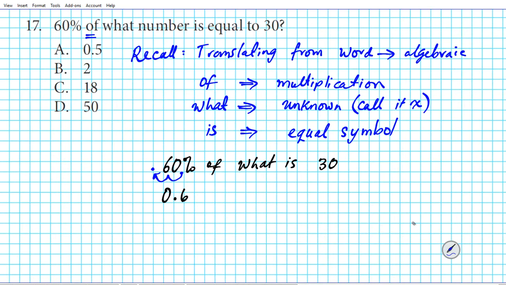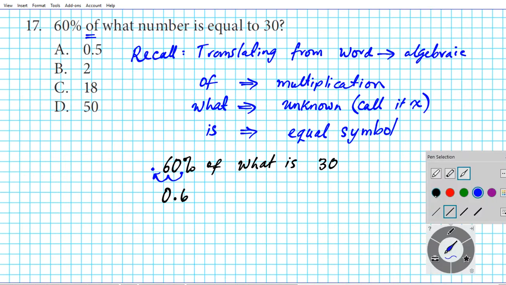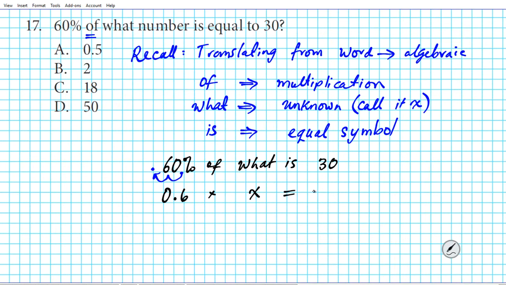So 60% is 0.6. Of is what operation? Multiply. What in this case is the unknown, which we're going to call x, is the equal symbol 30. Okay? So we have 0.6 times x. 0.6x is equal to 30.